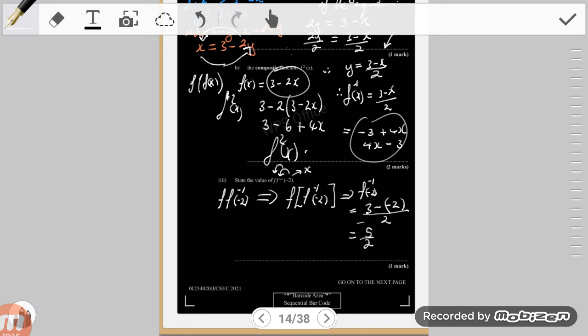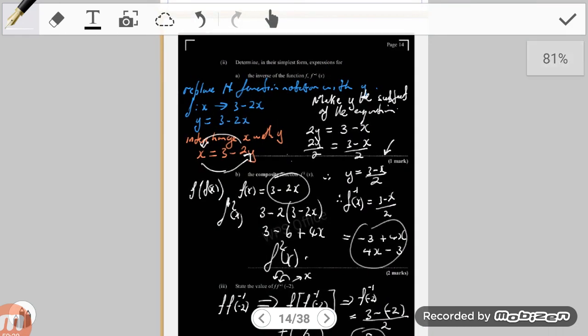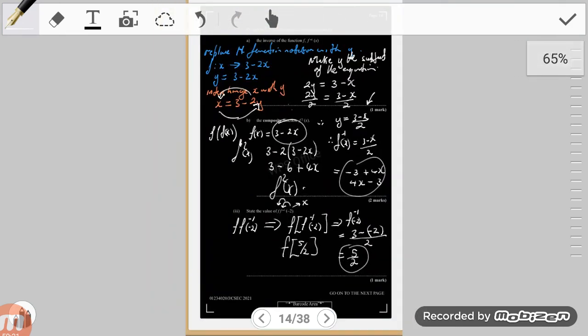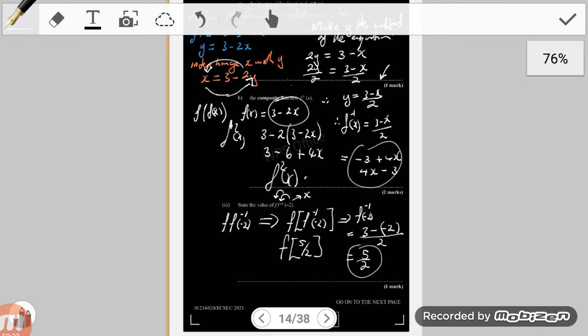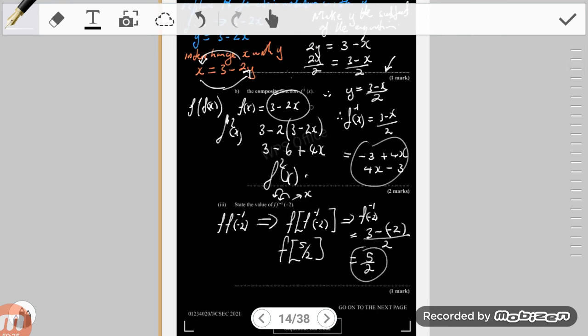Now we're going to take this value and put it right here. So this is going to become f of f inverse of minus 2, and we just worked out f inverse of minus 2 to be 5 over 2. So we're going to take this 5 over 2 and replace it with the x that is in the actual function f. And we had initially told you right here that the function f is 3 minus 2x.